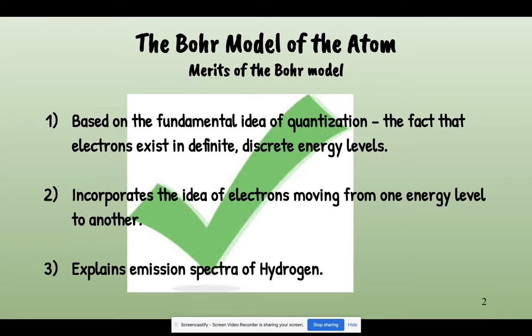So just a quick recap from the last lesson. We learned about the Bohr model of the atom. Some things were great about it. First off, looking at the fundamental idea of quantization, the fact that electrons exist in definite, discrete energy levels. The other thing it does is it incorporates the idea that electrons can move from one energy level to another by absorbing or releasing energy. And it explains the emission spectra of hydrogen. So all of these things were fantastic about it.